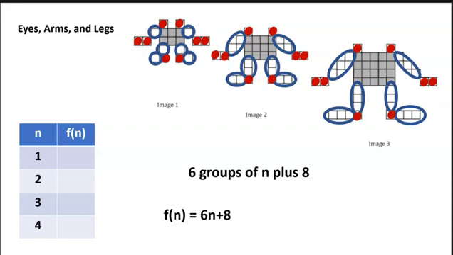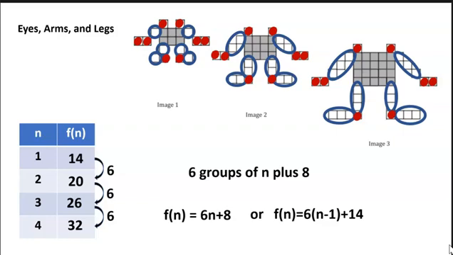I could also create a table and count how many white blocks are in each figure. The first image has 14 white squares. The second has 20, and the third has 26. I notice that the number of white blocks increases by 6 each time the image number goes up by 1. This can help me find that in image 4, there will be 32 white squares, and it can help me write the explicit equation in point-slope form.